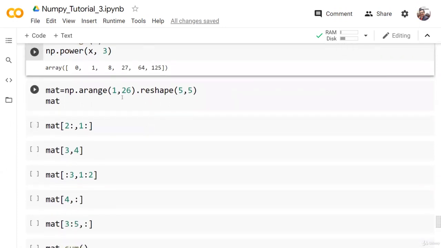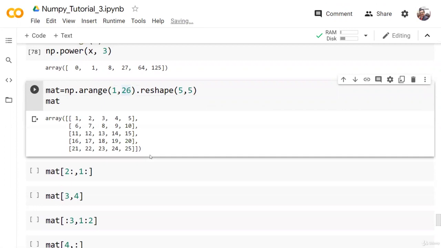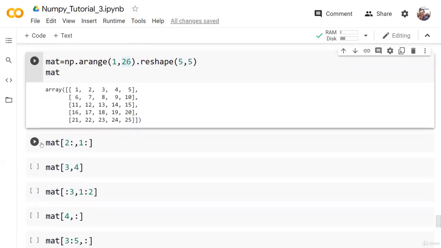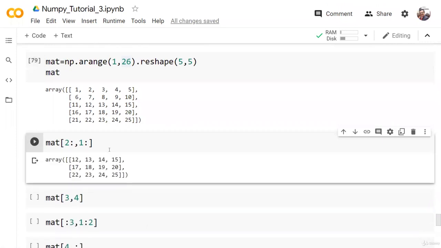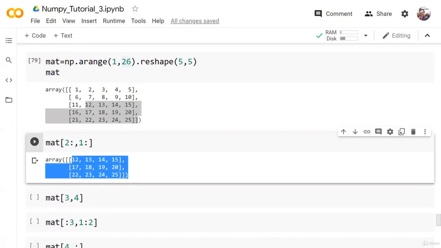So again now I'm creating 1 to 25, that means 1 to 25 reshaped to 5 comma 5. So an array of shape 5 comma 5 is created. And now I'm going to take from 2 onwards everything and 1 onwards everything. So 2 onwards will be this part, okay, and 1 onwards means this part. So these rows and columns will be selected, not 16 and this part. Okay, you can check out this.